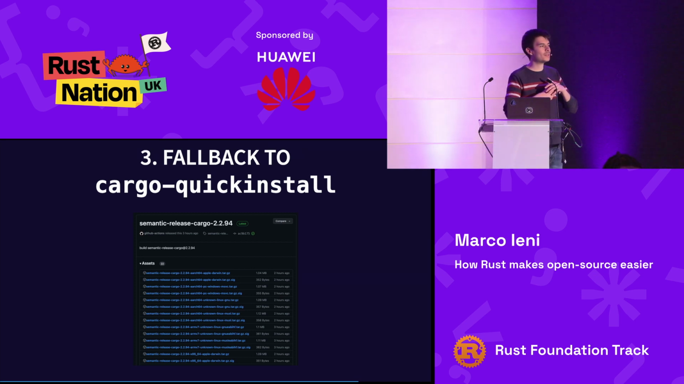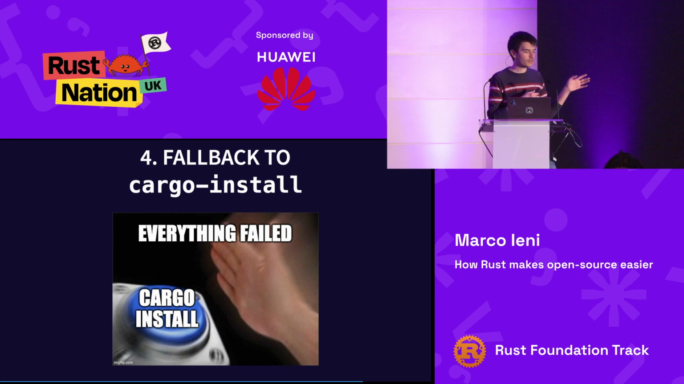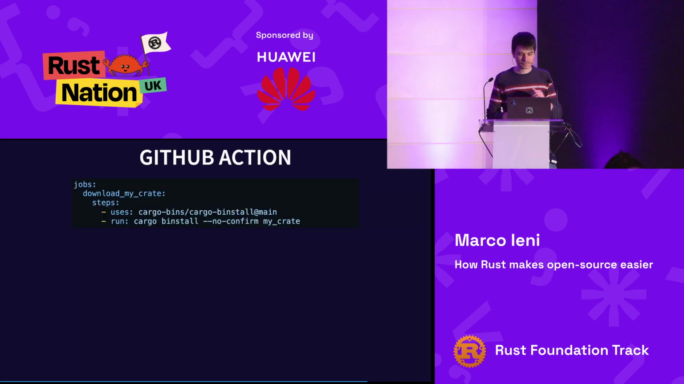Basically, if you don't want to bother compiling your Rust project, maybe cargo quickinstall is already doing it for you, and you don't even know. So if your users type cargo install your project, they might be able to find your binary here. If cargo quickinstall also fails, then it falls back to cargo install, and your users need to compile your project, but at least they have it.